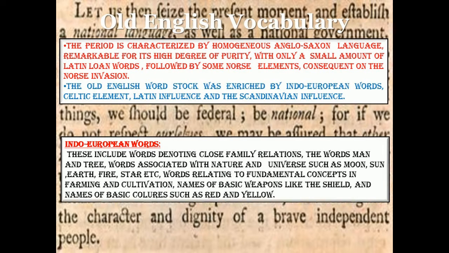The period is characterized by a homogeneous Anglo-Saxon language, remarkable for its high degree of purity, with only a small amount of Latin loanwords, followed by some Norse elements, consequent on the Norse invasion. The Old English word stock was enriched by Indo-European words, the Celtic element, Latin influence and the Scandinavian influence. Thanks to this period, the English language collected some Indo-European words. These include words denoting close family relations, the words man and tree, words associated with nature and universe such as moon, sun, earth, fire, star etc., words relating to fundamental concepts in farming and cultivation, names of basic weapons like the shield, and names of basic colors such as red and yellow.